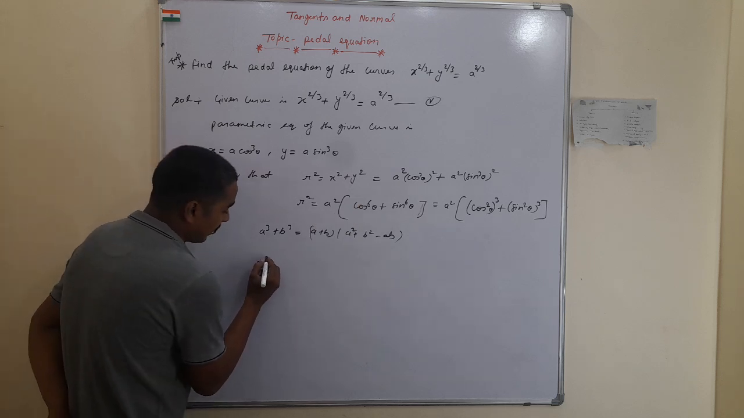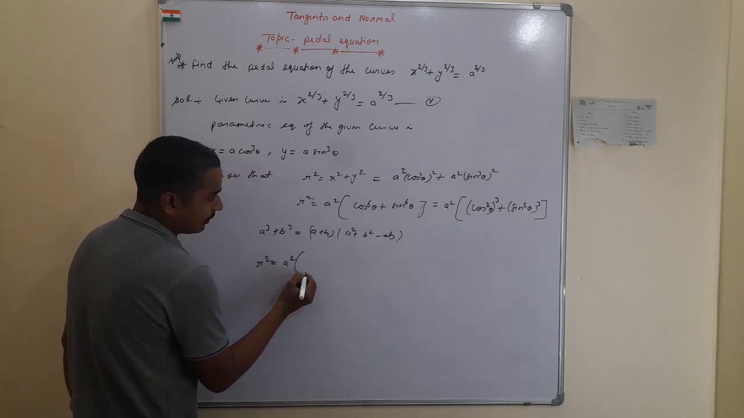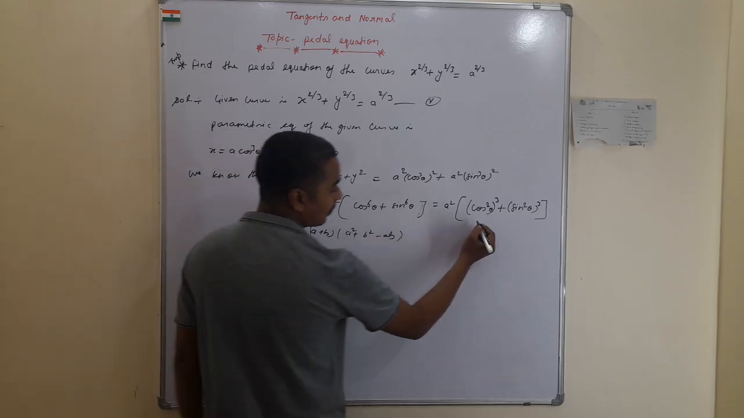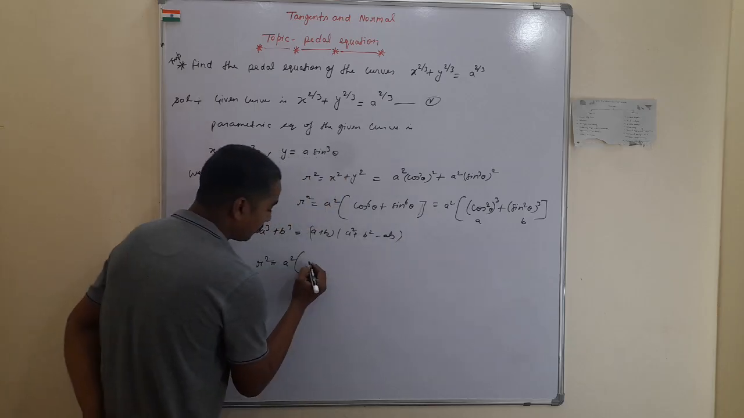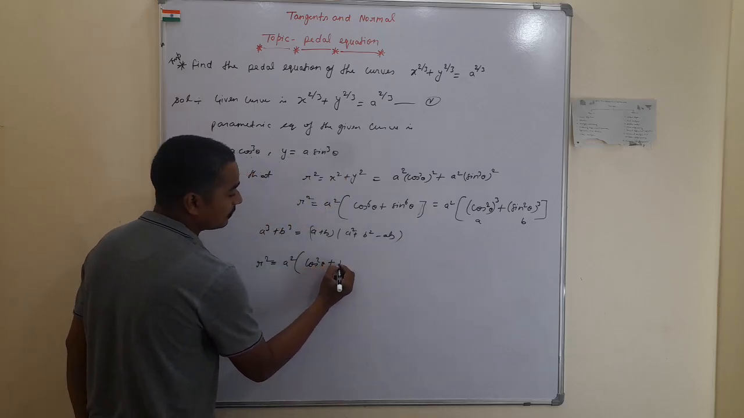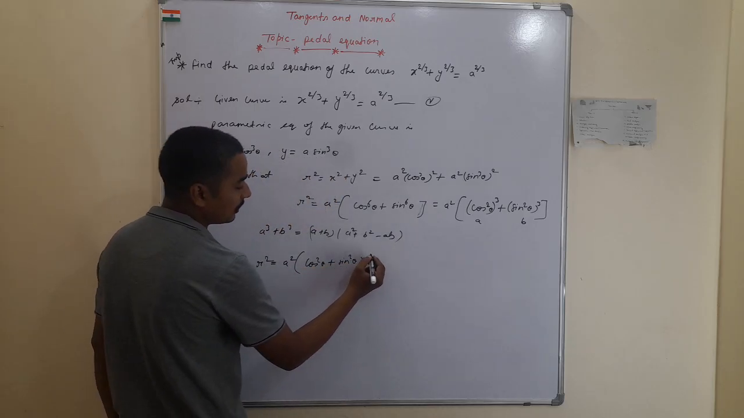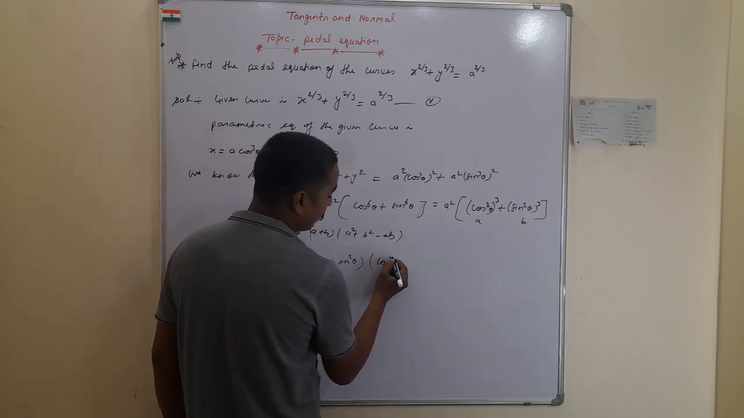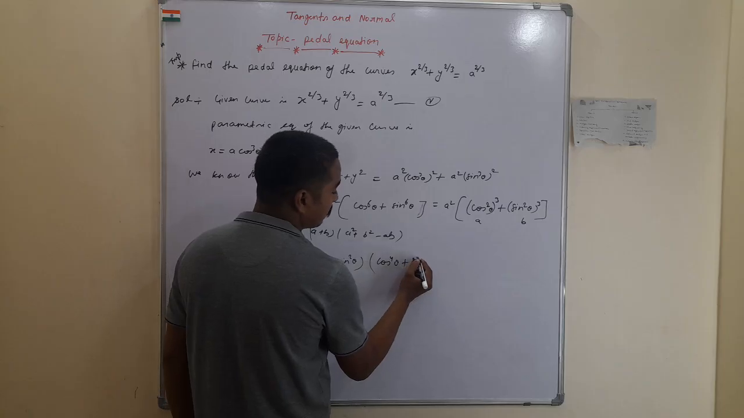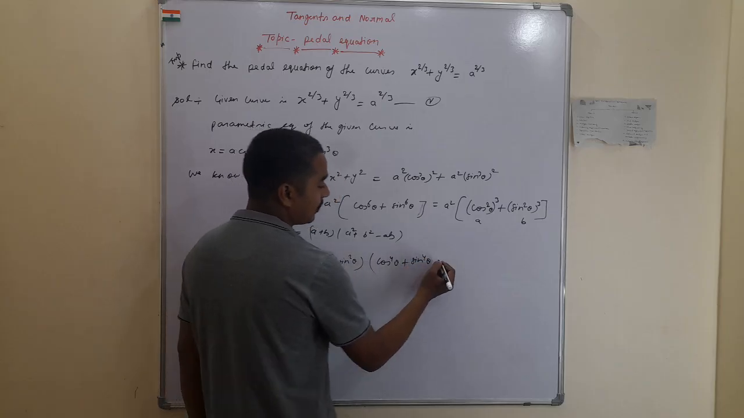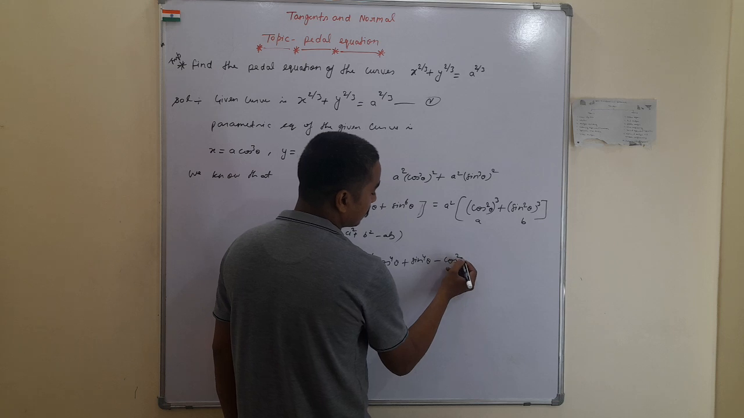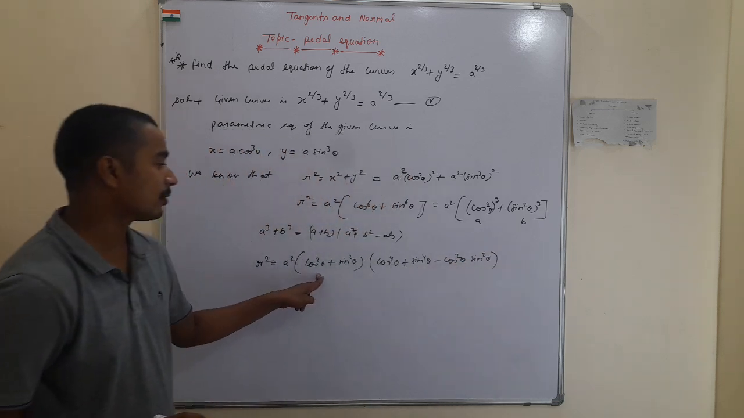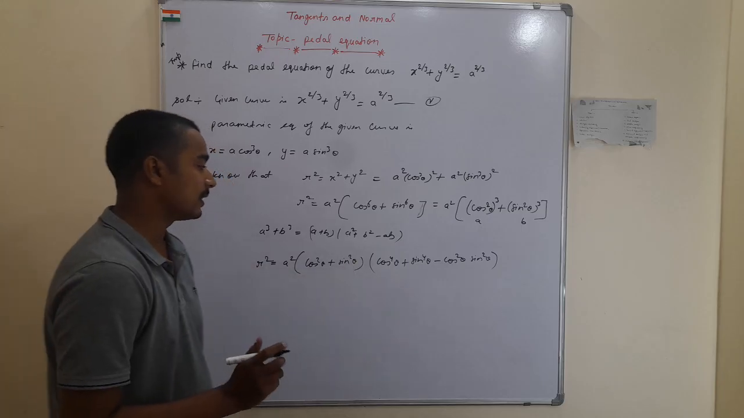Further we have to solve: r square is equal to a square, and we have to expand this. First we write this as a and this as b. We get cos square theta plus sin square theta, and in the second bracket we write cos to the power 4 theta plus sin to the power 4 theta minus cos square theta into sin square theta. We know from trigonometry that cos square theta plus sin square theta is 1.